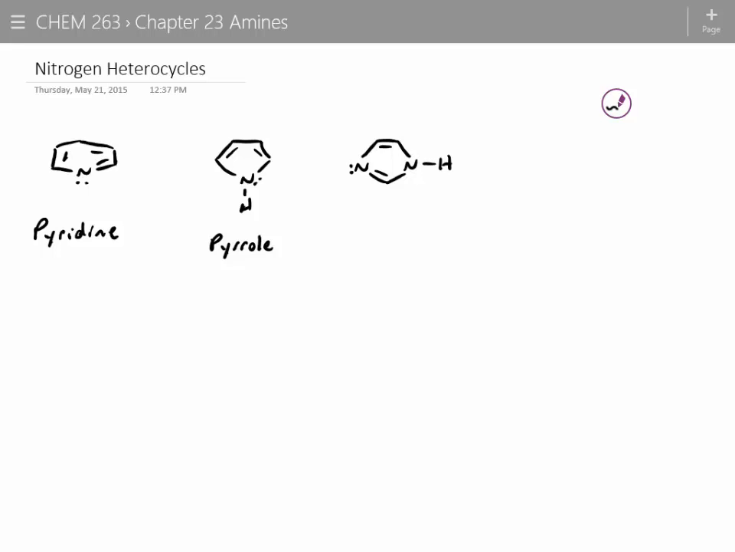All right, we can get into dozens and dozens of different nitrogen-containing heterocycles. This one is particularly important. It's imidazole. And then the other one that you'll often see is this guy, which is pyrimidine.